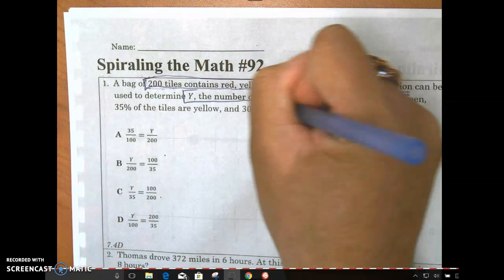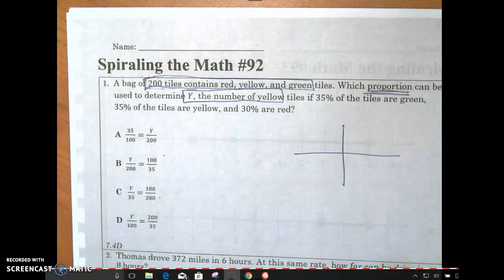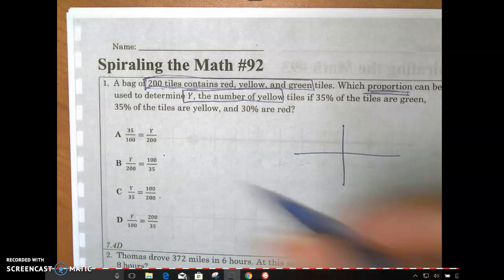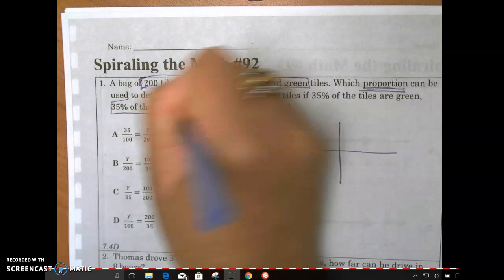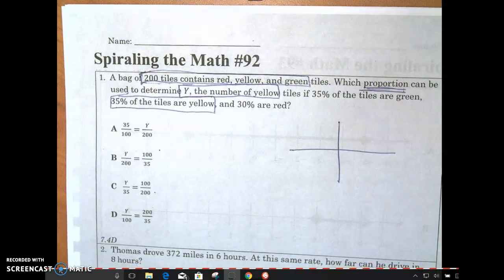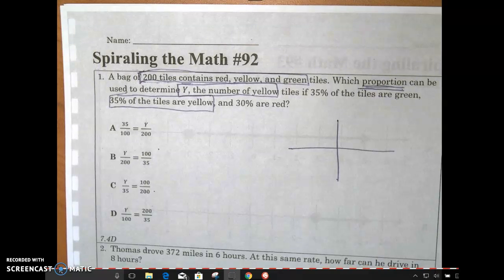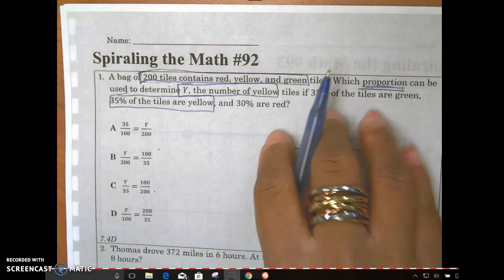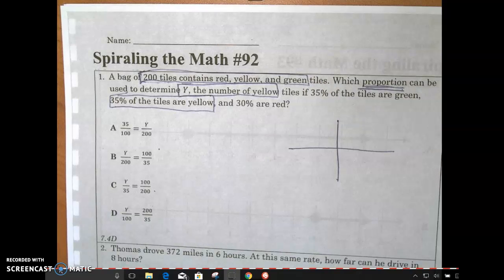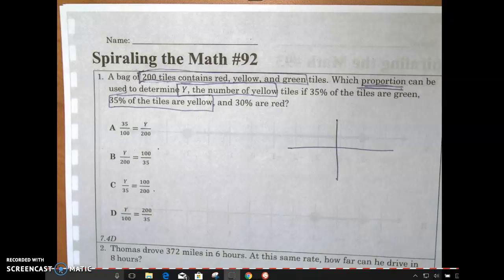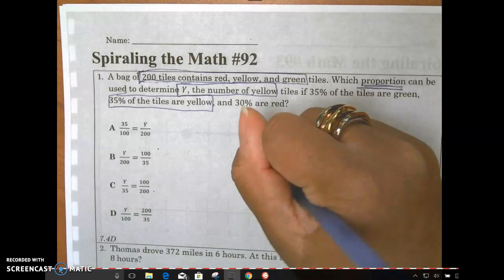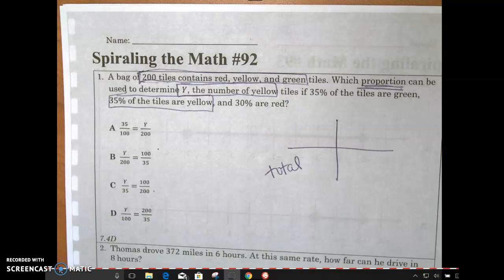Y. The number of yellow. What else do I know about yellow? 35% are yellow. I don't need all the numbers. I just need 35 for Y. I need Y, and I need to know about the 200 tiles. With this proportion, what goes in it? Before I start writing numbers, how do I decipher where I put the numbers? Total on the bottom.